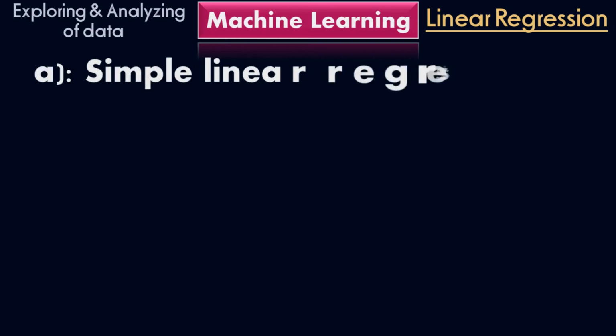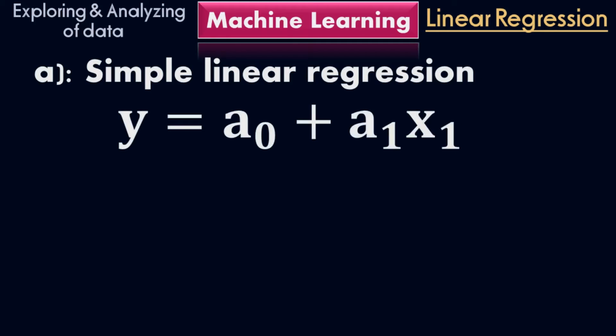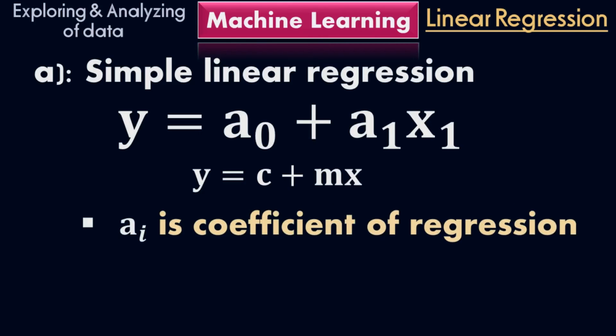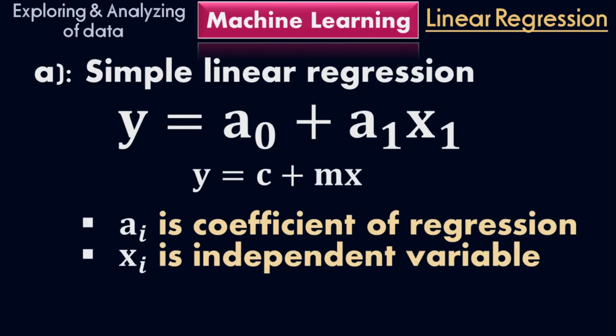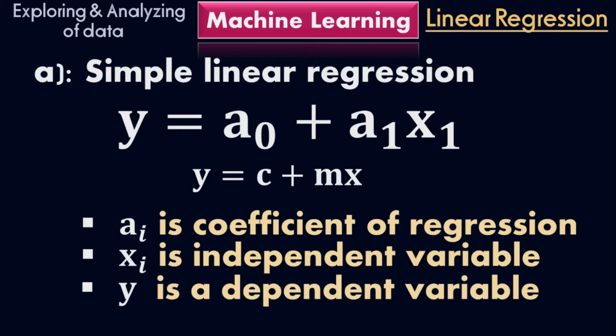Now let's talk about these two types of linear regression model. Let me first talk about simple linear regression. This is the typical equation for simple linear regression: y equals a sub naught plus a sub 1 times x sub 1, where y equals c plus mx. It is a linear equation, where a is the coefficient of regression, x is the independent variable, and y is the dependent variable.